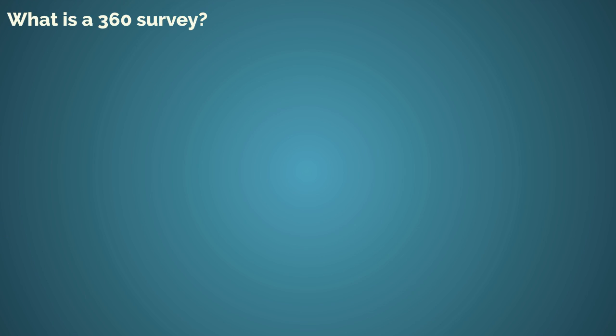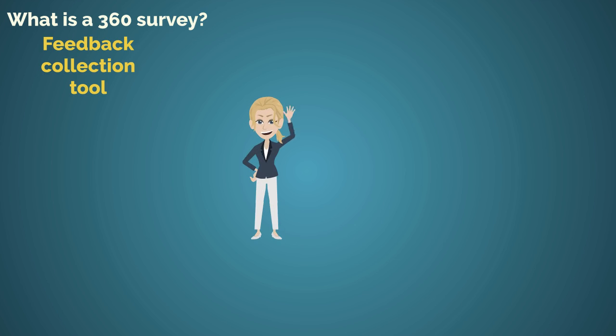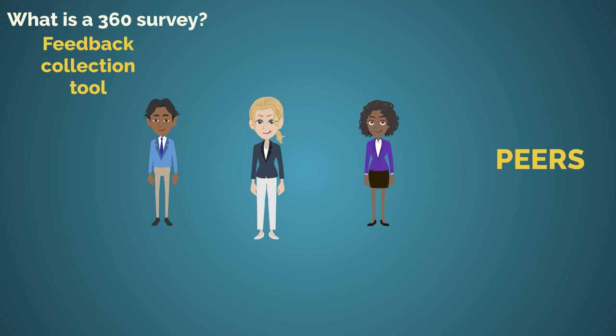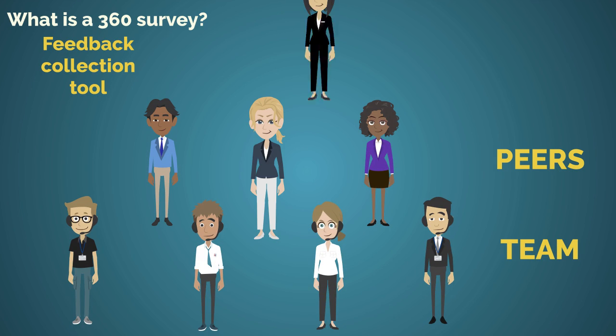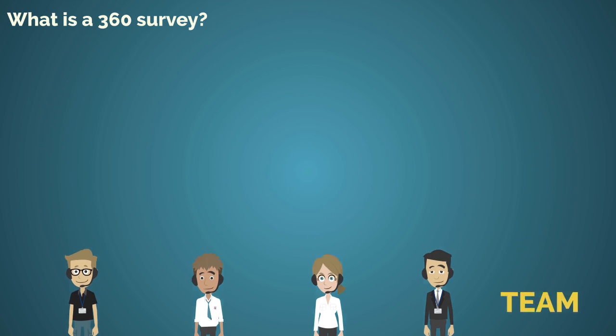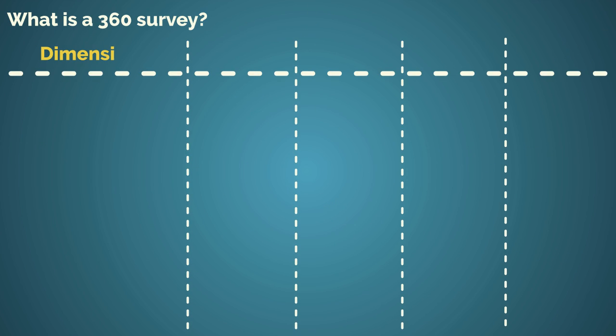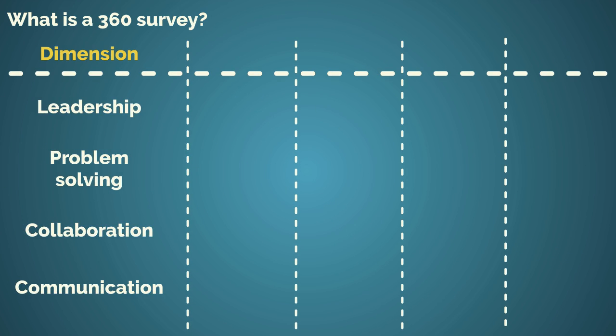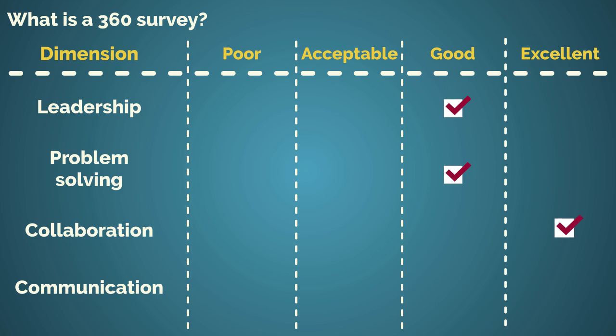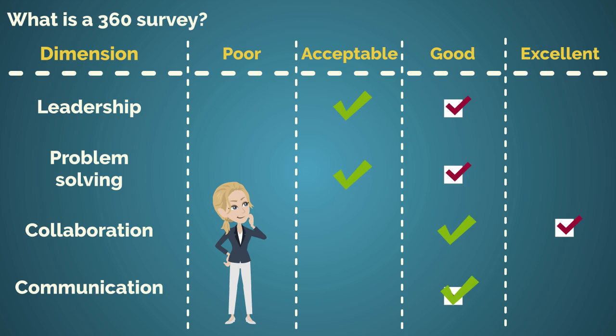360 Survey is basically a tool that enables feedback collection for a specific individual from all of the relevant persons surrounding him or her. In most organizations, these could be the peers, the reporting team, and the boss, usually filled in online and following a set of dimensions that are relevant for that particular job. Each group will fill in their own perception regarding the skills of the person they evaluate. The powerful thing about the 360 survey is that it includes also a self-assessment.